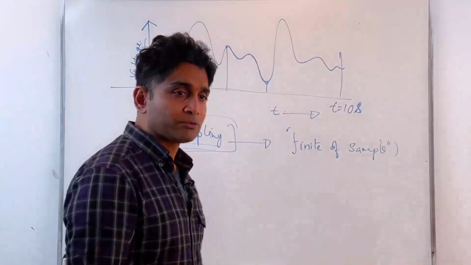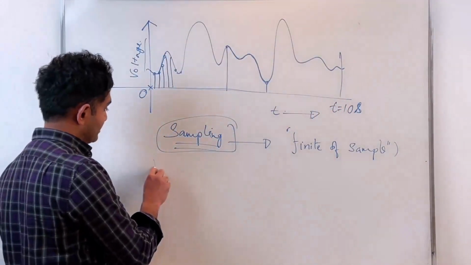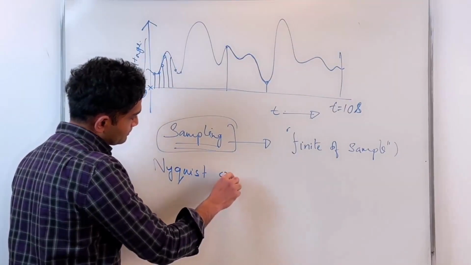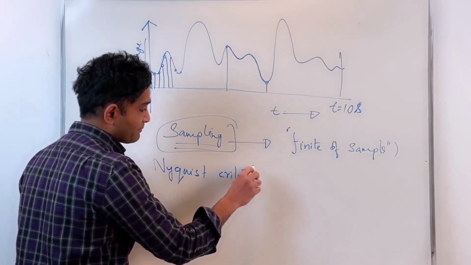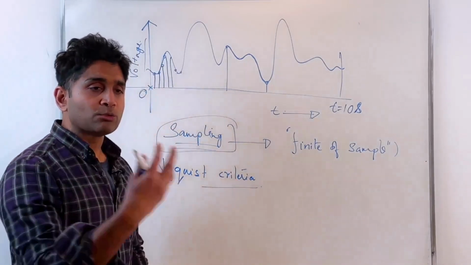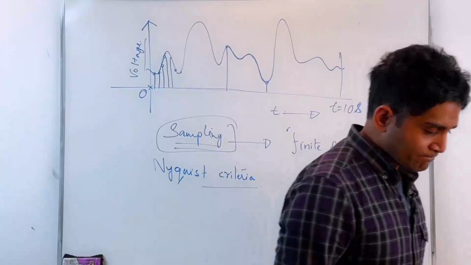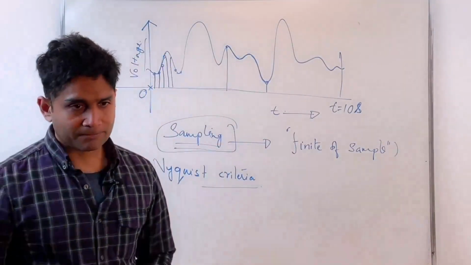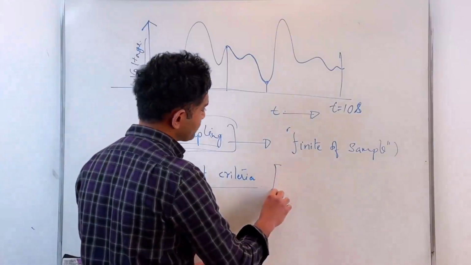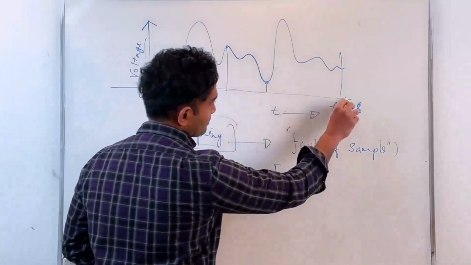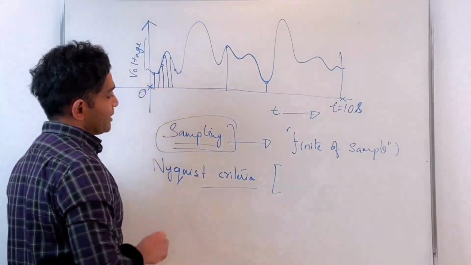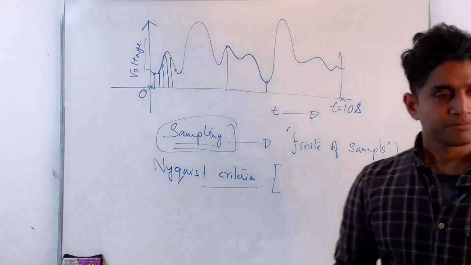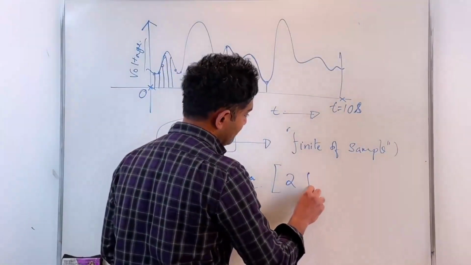So there is a principle by which we have to sample. That is called the Nyquist criteria. You need to sample at a high enough frequency so you don't lose the signal content. The Nyquist criteria states that if I know the bandwidth of the signal, then I need to sample at least twice the bandwidth of that signal. Okay. So that's twice the bandwidth of the signal.